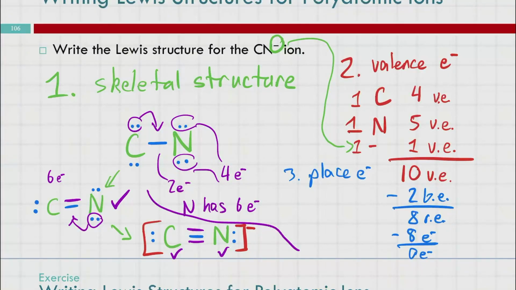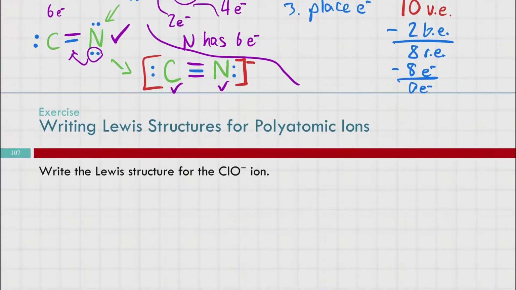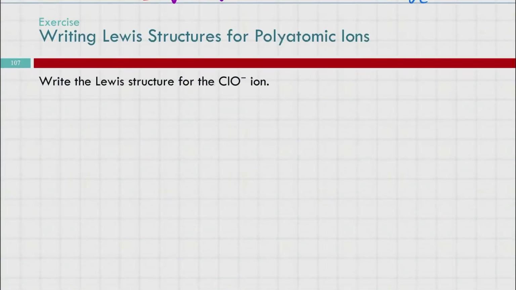You don't necessarily have to add in each of these lone pairs one at a time. You can do them at the same time if you see that that's what we need to do. You don't need to show me every single step. So this would be our complete Lewis structure for the cyanide ion. Questions? Great. One for you to try. Write the Lewis structure for the ClO- ion. ClO- is hypochlorite. I'll give you a couple minutes to work on that, and I'll play my memory game.